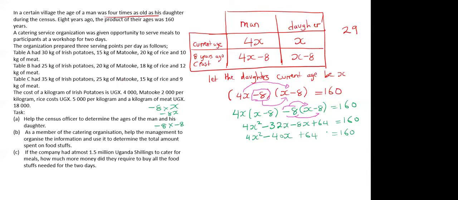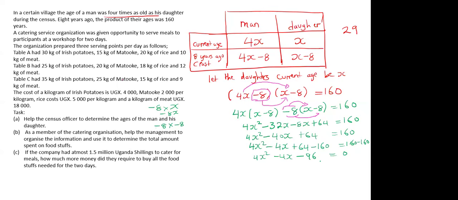Now you collect like terms. Never solve a quadratic equation when on your right-hand side, you don't have a 0. So you must remove that. So I'll come and I say 4x squared minus 40x plus 64 minus 160 is equal to, this side you'll have 160 minus 160. Then 64 minus 160 gives you a negative. That is 96 is equal to 0.